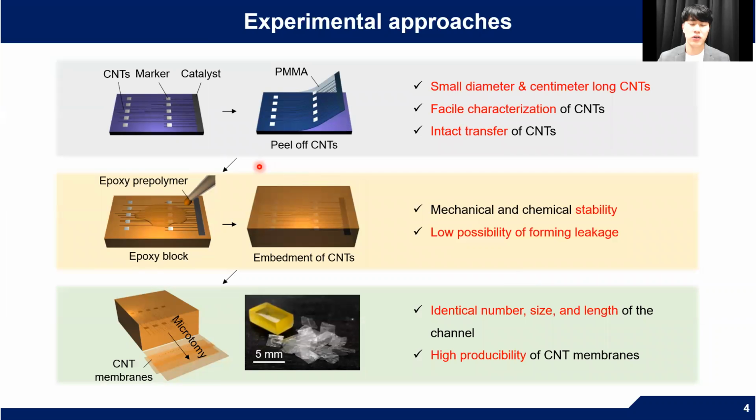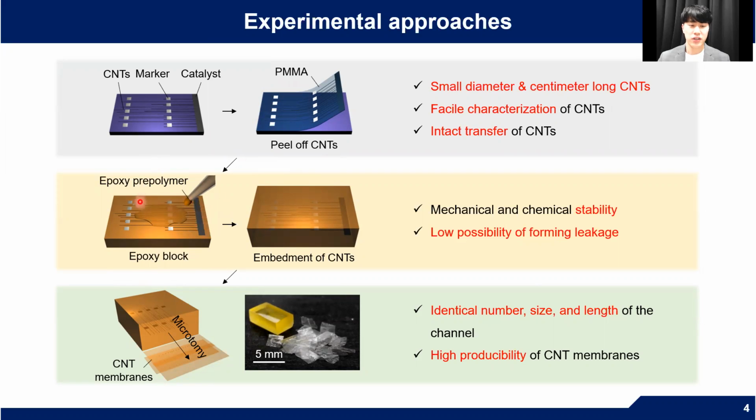We started from synthesizing horizontally aligned carbon nanotubes with a centimeter length, and based on the iron catalyst, small diameter carbon nanotubes can be synthesized and analyzed with various tools such as AFM, Raman spectroscopy, SEM, and TEM. Combining the photolithographic masking process and reactive ion etching, only the desired CNTs remain and are transferred onto the inert polymer matrix through the PMMA-mediated transfer layer.